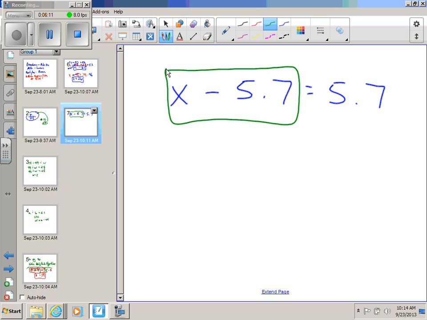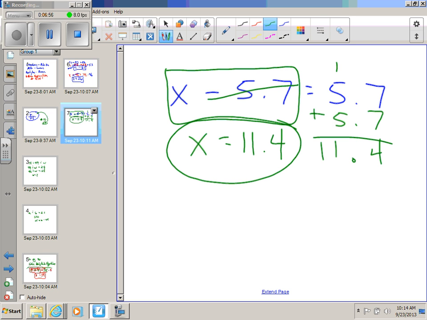X minus 5.7. What's happening here on the same side of x? You are subtracting how much? What are you subtracting? Good. So the opposite of subtracting 5.7 is to do what? Add 5.7. So when I add 5.7 to that side, it takes away the negative 5.7. Add 5.7 to this side by lining up the decimals. The reason why we line up the decimals is so we can just drop it right down when we have 7 plus 7, 14, and then 6 plus 5 is 11. Your solution, 11.4.